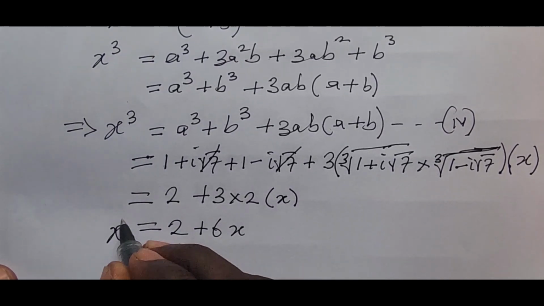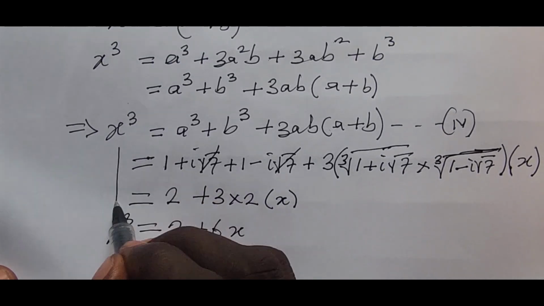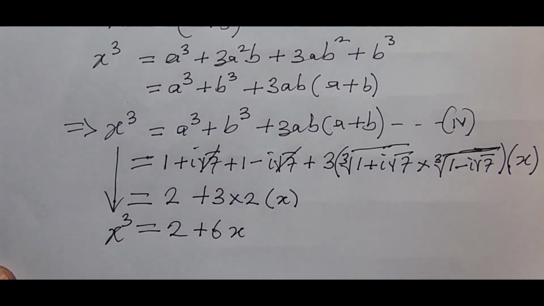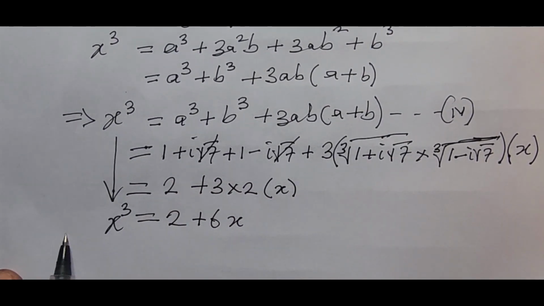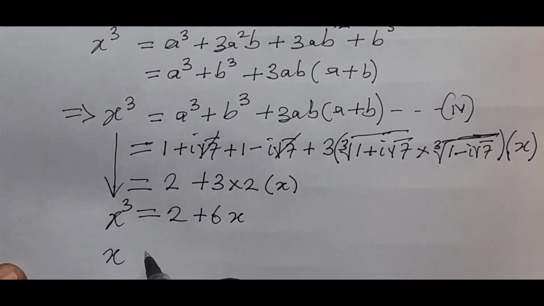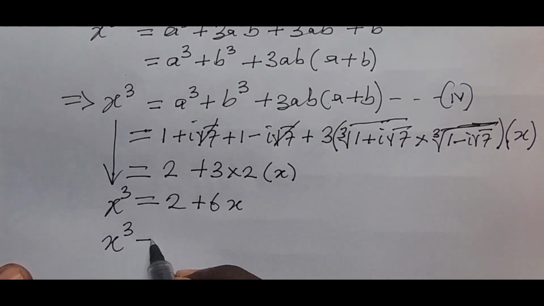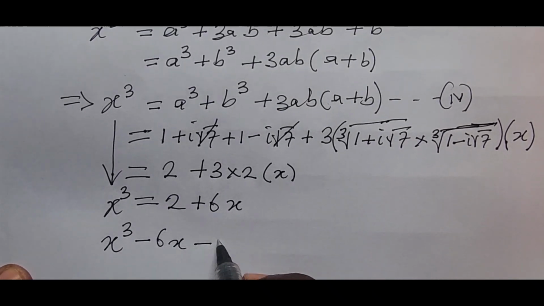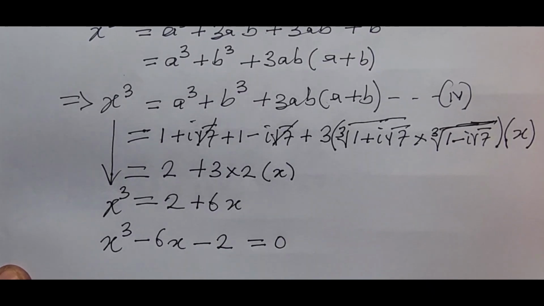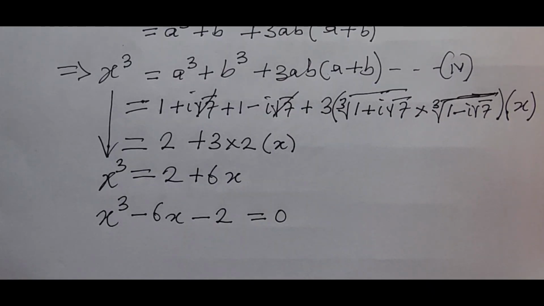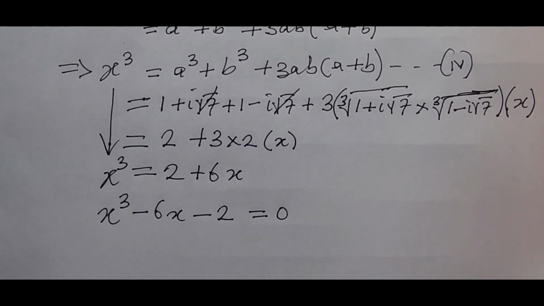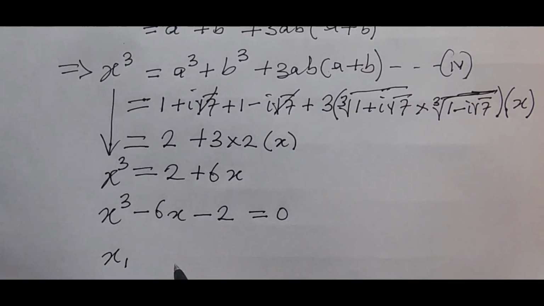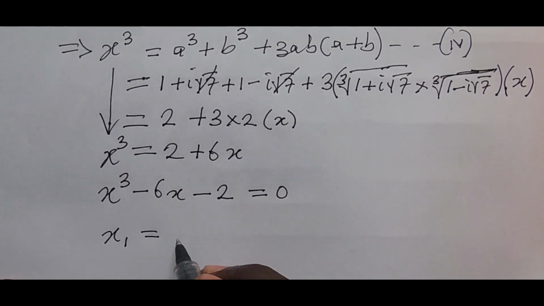On this side, we have x to the power of 3. So let's draw this arrow down. Okay. Now let's move all terms to this side of the equation. So we're going to have x to the power of 3 minus 6x minus 2 equal to 0. So from here, I was a bit stuck, but I had to use the graphical method. So when I used the graphical method, I got my 3 solutions to this top radical equation.